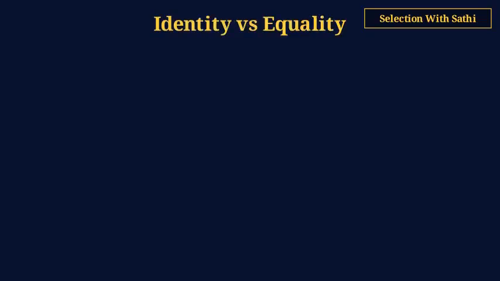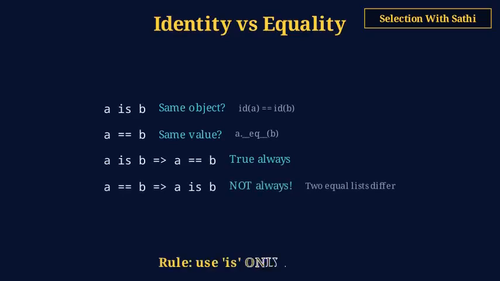The is operator checks identity. Are these the same object in memory? The == operator checks equality. Do these objects have the same value? If a is b, then a == b is always true. But the reverse is not true. Two different lists with the same values are equal but not identical. The rule: always use is only for None. For everything else, use ==.